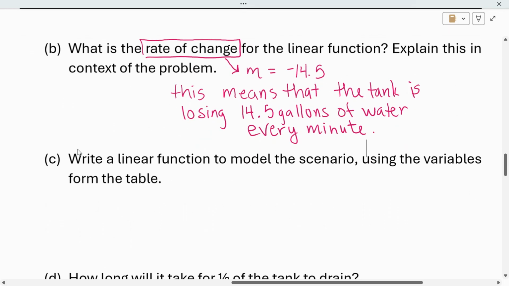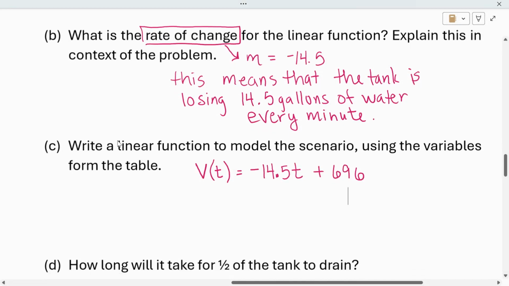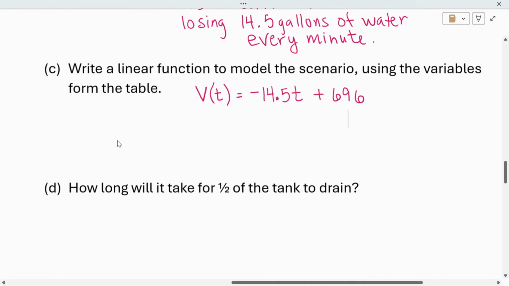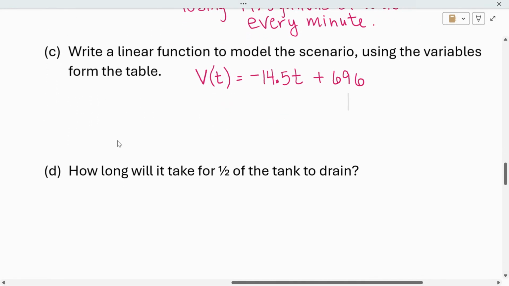Asks us to write a linear function. Well, we're going to use the variables from the table. So we know that y is replaced with v of t equals, well, our slope, which is negative 14.5, and our time is measured in t instead of x, plus b, our beginning value, which was 696.